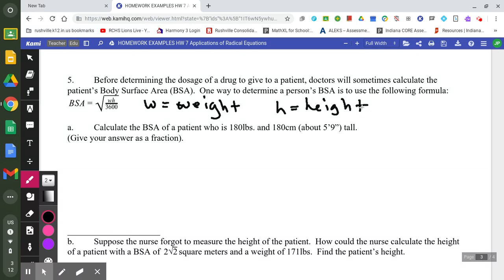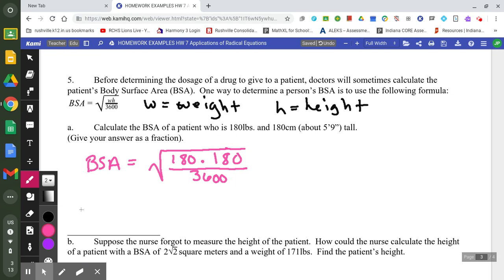So in part A, calculate the BSA of a patient who is 180 pounds and 180 centimeters tall, which is about 5'9". And your answer will be a fraction. So the BSA equals, the weight was 180 times the height was 180 over 3,600. And all of that can go into the calculator.